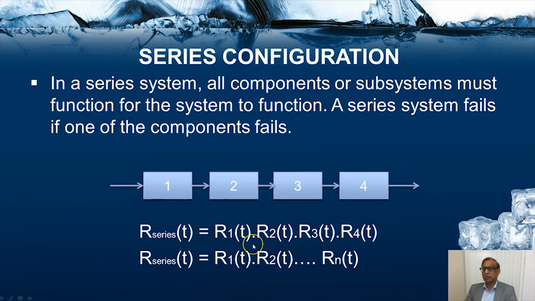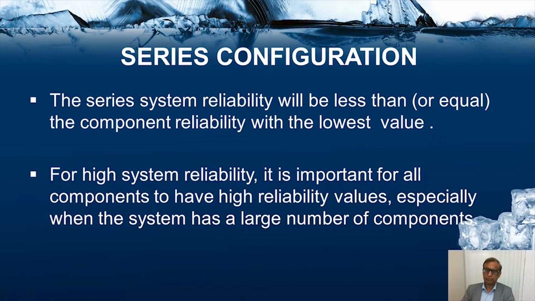The reliability of such a series system is given by a simple expression: R1, the reliability of component 1, multiplied by the reliability of component 2, multiplied by the reliability of component 3, multiplied by the reliability of component 4. So the general equation of a series system is R1 · R2 · ... · Rn, for n number of components. Series system reliability will always be less than or equal to the component reliability with the lowest value, because it's a product rule.